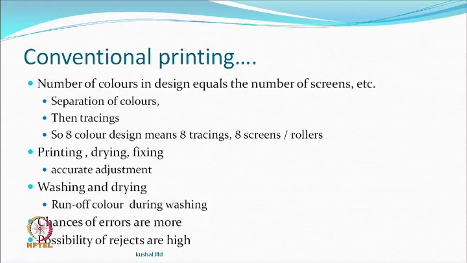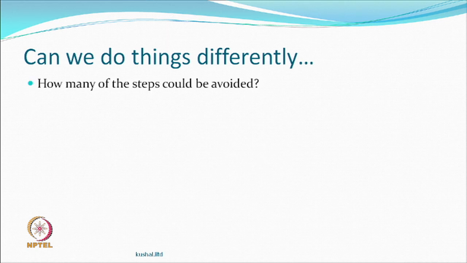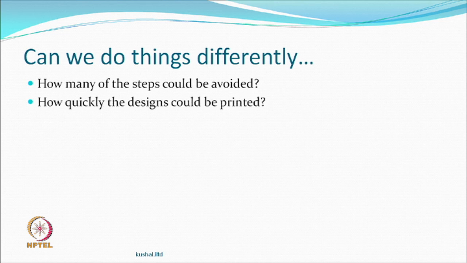And if you make an error, the rejects will be high, and that is the conventional printing for you, which has been in vogue and being used every day. So, this becomes an interesting part. Now the question that comes is, can we do things differently, like you do not have rollers, you do not have screens, and you do not have anything else, and what can you do? That particular conventional printing obviously involves a large number of steps. People will be interested in, can we avoid some steps and work around. Then you may be interested in the design.